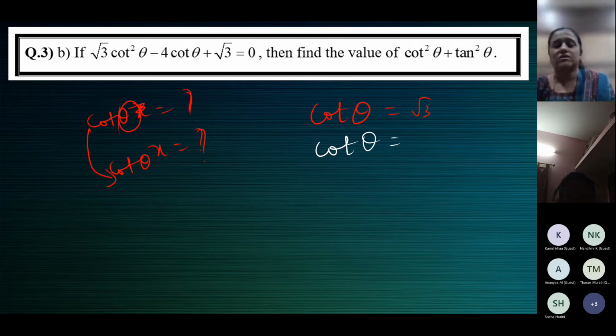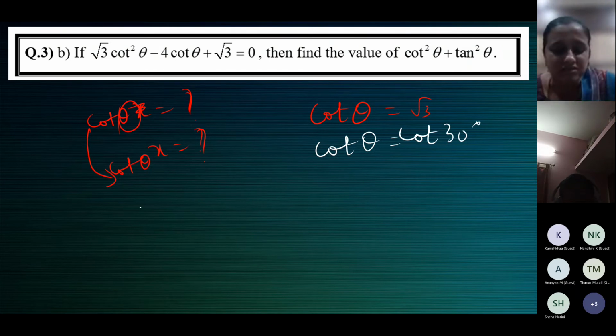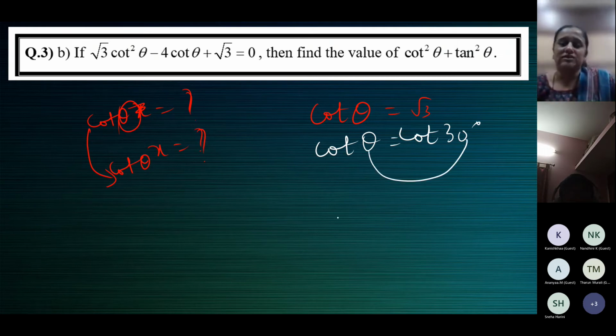Reciprocal. If it is root 3 in the cot table, it will be 1 by root 3 in the tan table. When is it 1 by root 3 in tan? Tan 30 degrees is 1 by root 3, which means cot 30 degrees will be root 3. So root 3 is cot 30 degrees. Let me finish this. So theta is equal to 30 degrees.